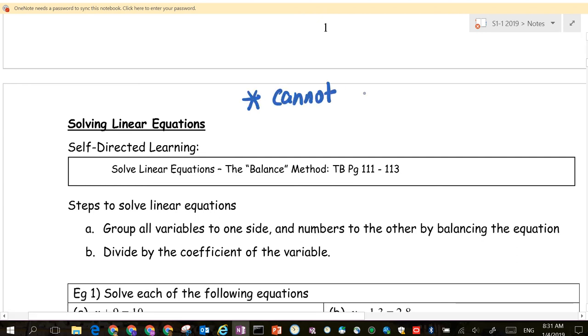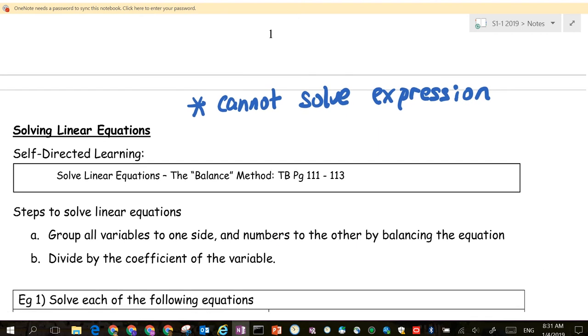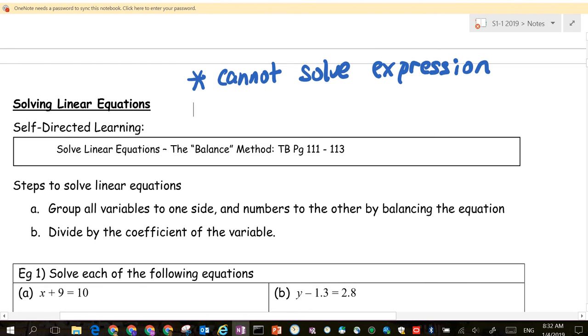There is no way you can solve expression. Maybe I start with a simple one, and since, okay, never mind. Okay, so let us talk about the steps to solve equation first. Then we come back to expression. Because just now we learned expression, right? Suddenly we talk about equation.